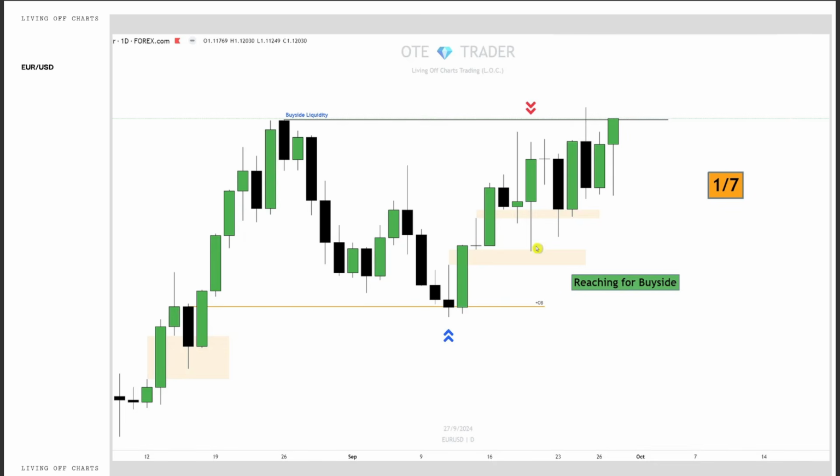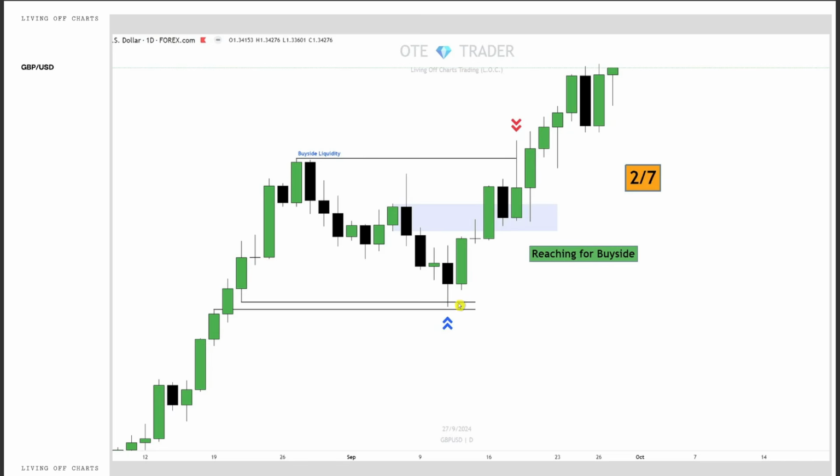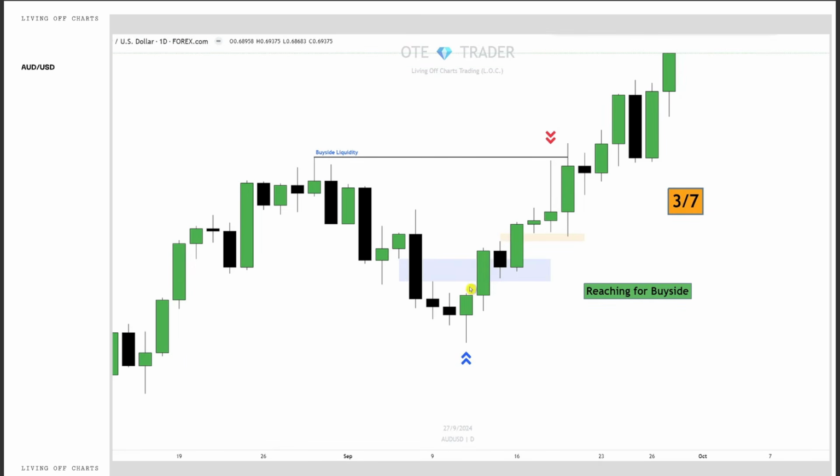So this one is reaching for buy side, so 1 out of 7. Then same candle here, right? We'll pick the same time in the chart every time, hitting a key level here, pushing up, violating bearish arrays, right? Reaching for buy side, 2 out of 7. Again, this one, AUD USD, trading through a bearish fair value gap, pushing up towards buy side liquidity, reaching for buy side, 3 out of 7, right?